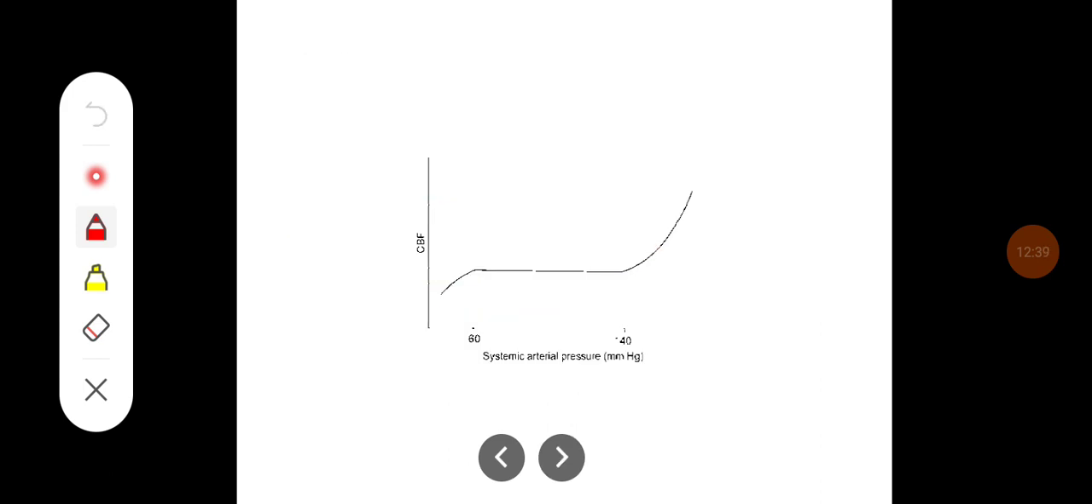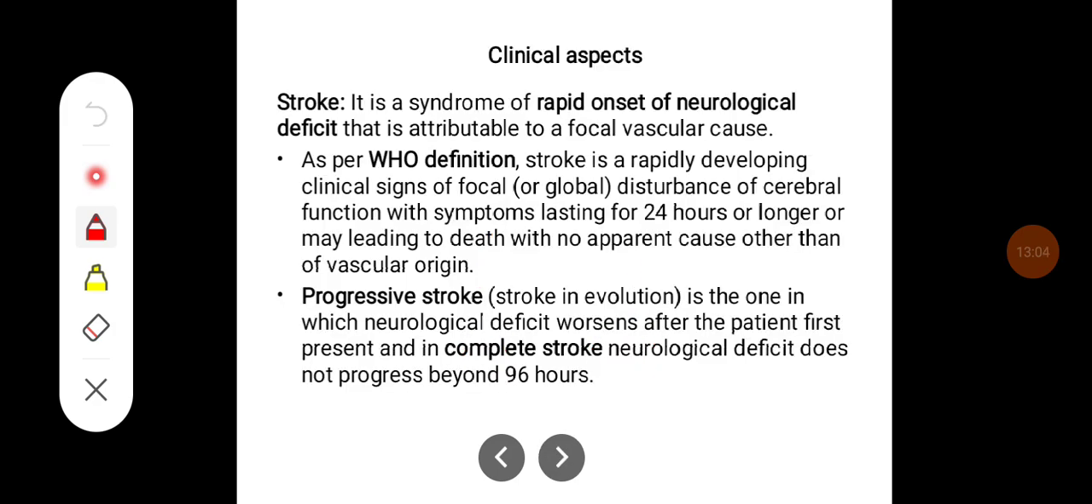This diagram shows the autoregulation which is happening in the cerebral blood flow, where the blood flow remains relatively constant between systemic arterial blood pressure of 60 to 140 mm of Hg. It involves mainly neural and metabolic autoregulation. Some of the clinical aspects.